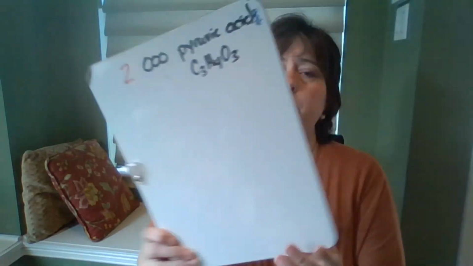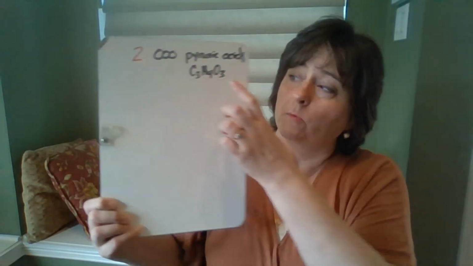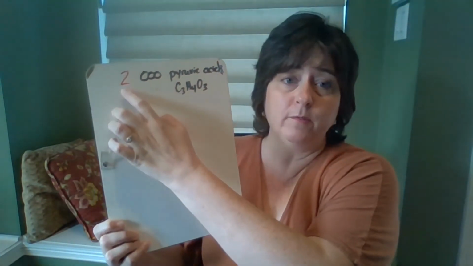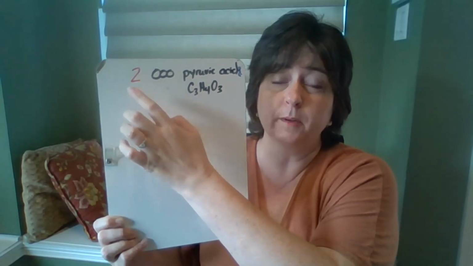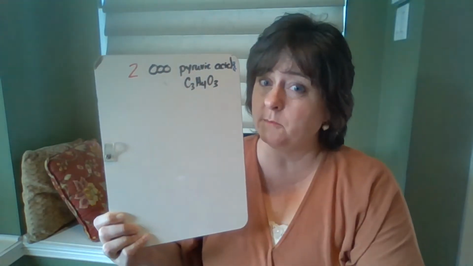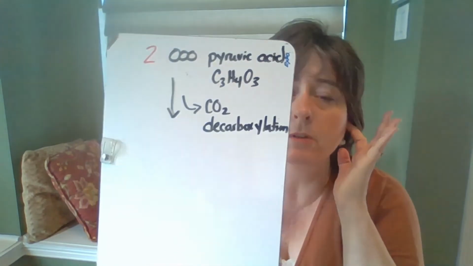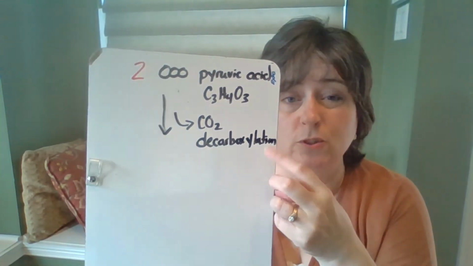All right, I'm going to switch to my board. There's my pyruvic acids. Remember, I got 2 pyruvic acids per molecule of glucose. So I'm going to put a big 2 in front of everything we do. So keep that in mind. All right, first thing that happens to pyruvic acid is it is going to get decarboxylated. We are going to remove a CO2, which is called decarboxylation. So first thing that happens is we remove CO2.